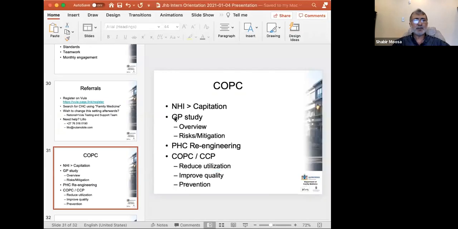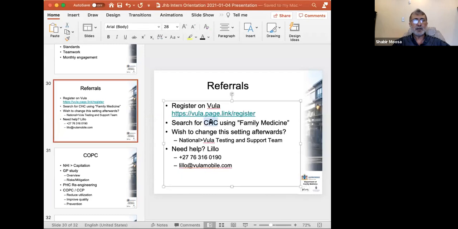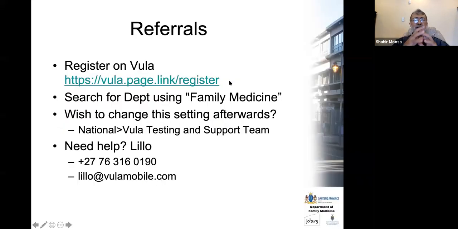So in the department, you please need to fill in family medicine. When you do that, you'll see a whole long list of facilities. You'll see yours, please join it. If you need to change this setting later, if you go on the login page, you'll see national, referral and national, go to Vula testing, which is the last one. If you're still struggling with any of this, you have those contact details, which you can follow up on.